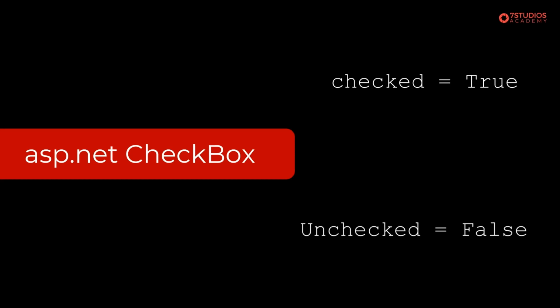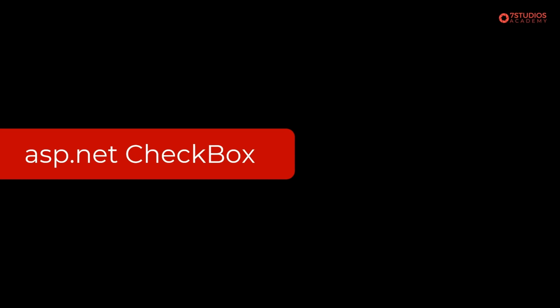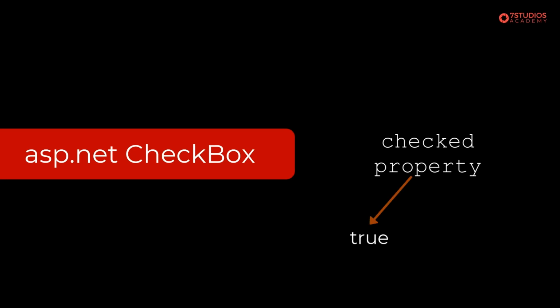And if a checkbox control is unchecked, the checked property of that checkbox control is false. You can say that your checkbox control returns true or false. And after an end user has checked or unchecked a checkbox control, we can evaluate the control's checked property in the code behind to perform an action based on the truth or falseness of the checked property.